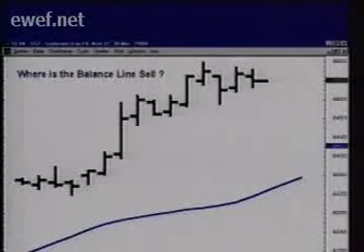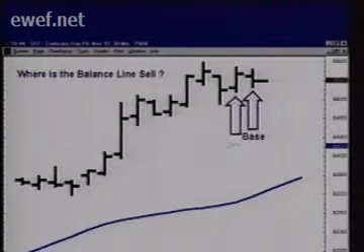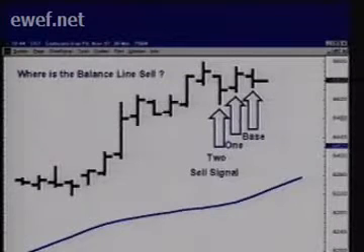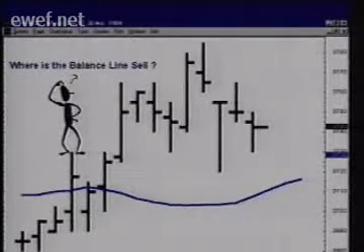Let's take another example. Where is the balance line sell in this chart, looking at this current bar? That would be our base. This would be our first lower low, and this would be our second lower low, and that is our sell signal. Now, let's look at this balance line sell, and this is not a trick question, but this is a very, very important concept.